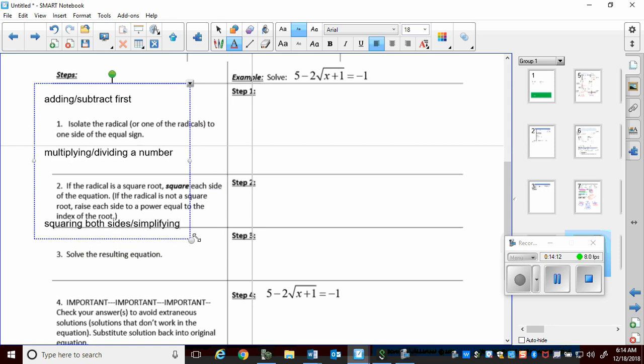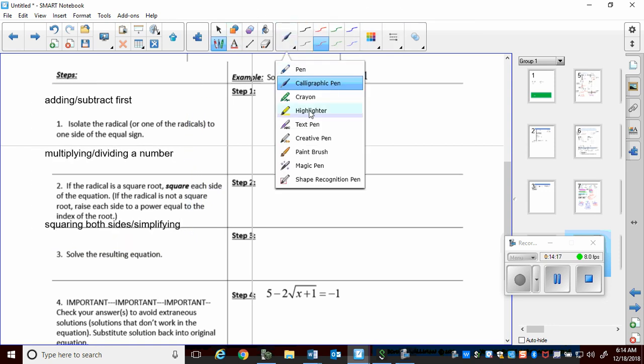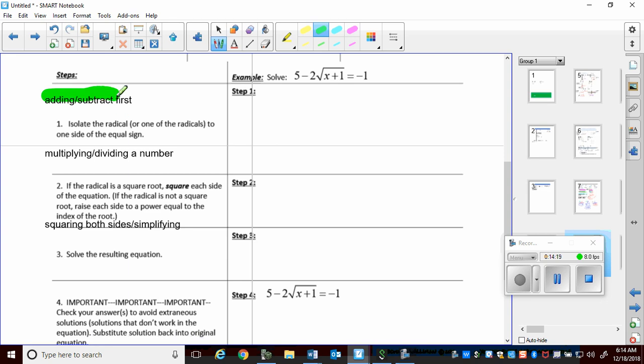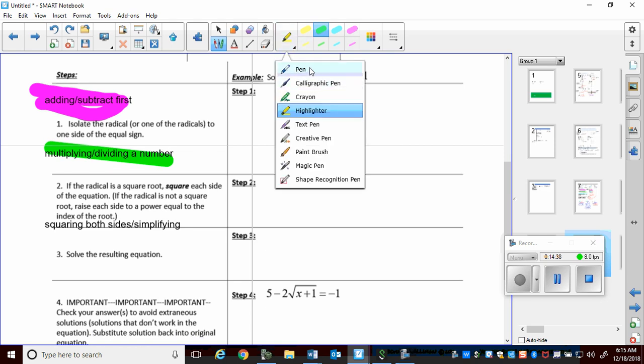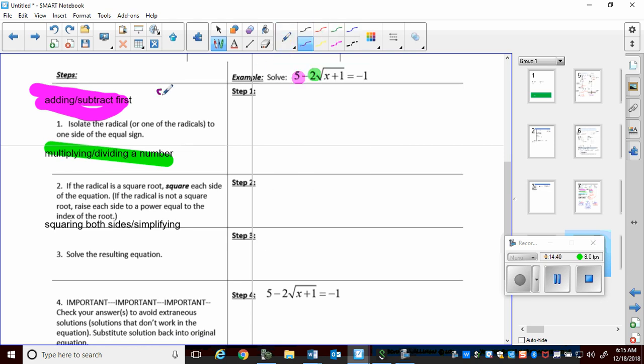All right, so if you can't recall what that looks like, what do we do first? Adding or subtracting a number away first, that will be 5. And then I'm just going to coordinate with the colors I had before. And then multiplying or dividing a number, that would be that -2. So two numbers we'll be working with, 5 and -2.